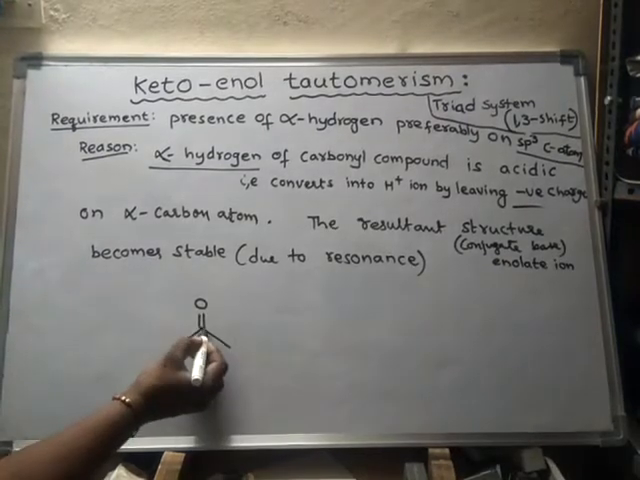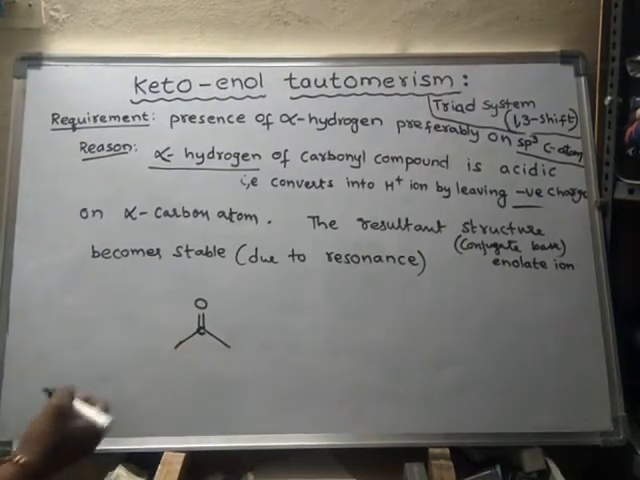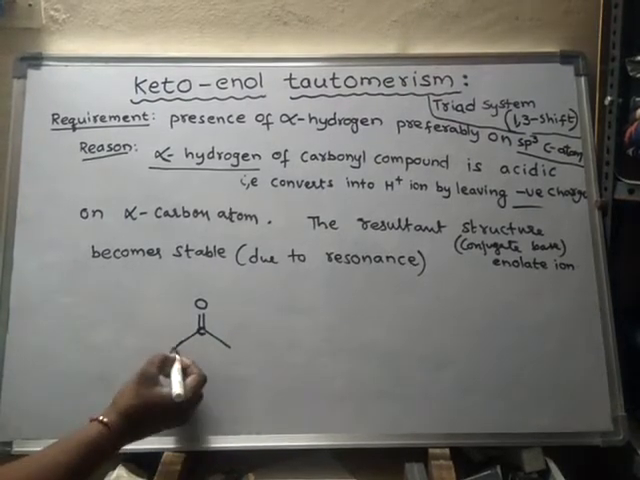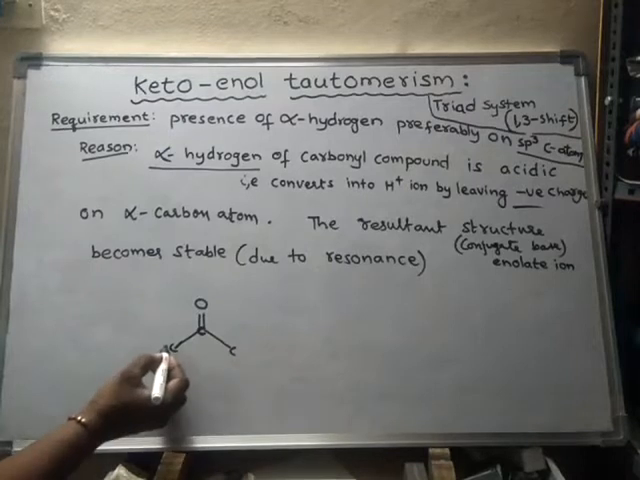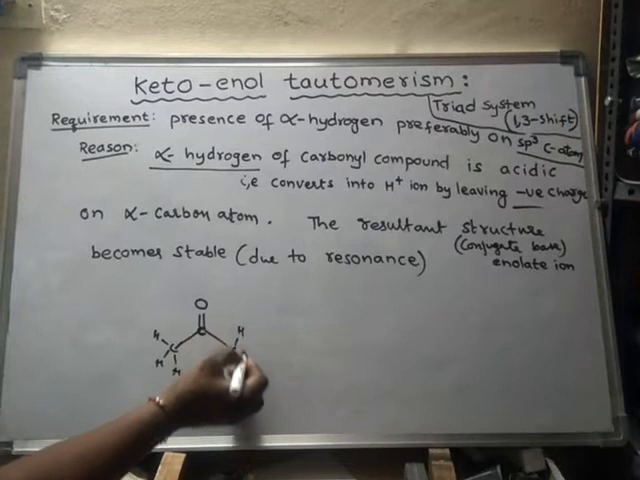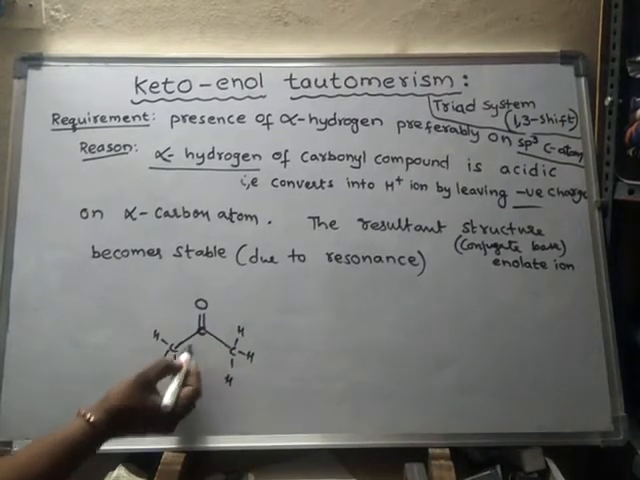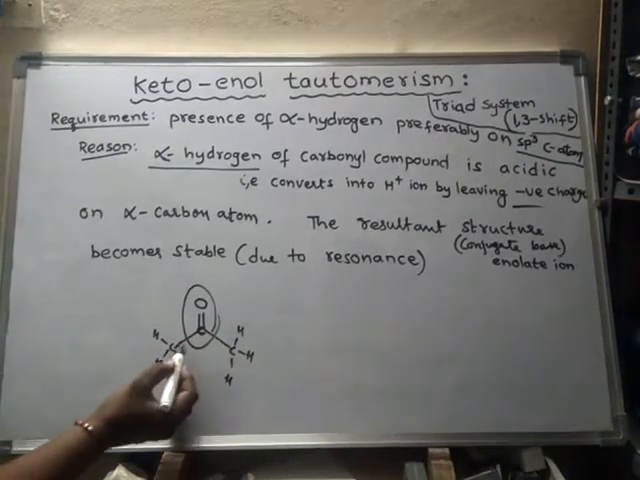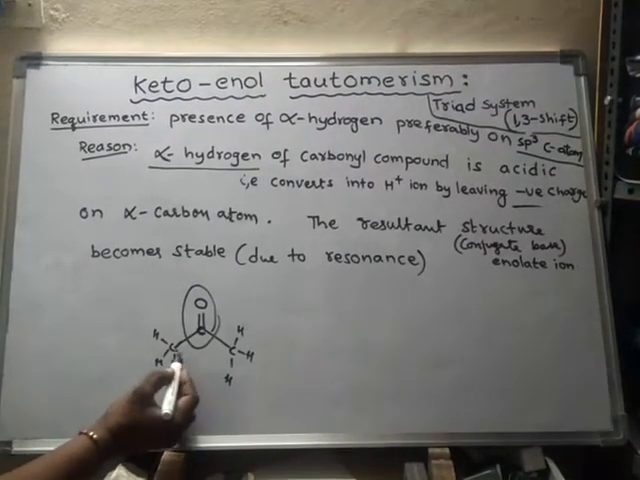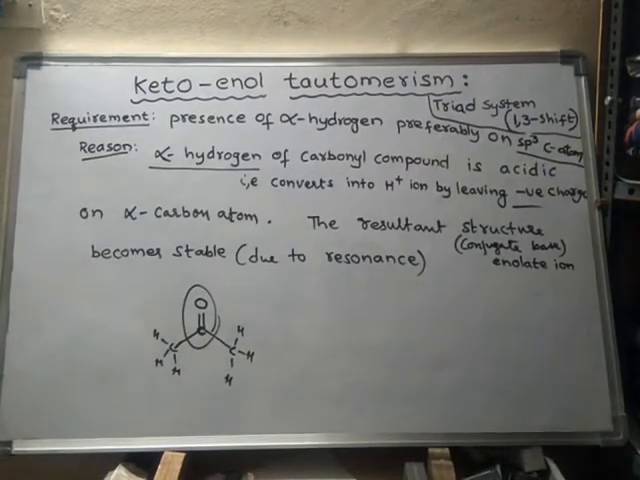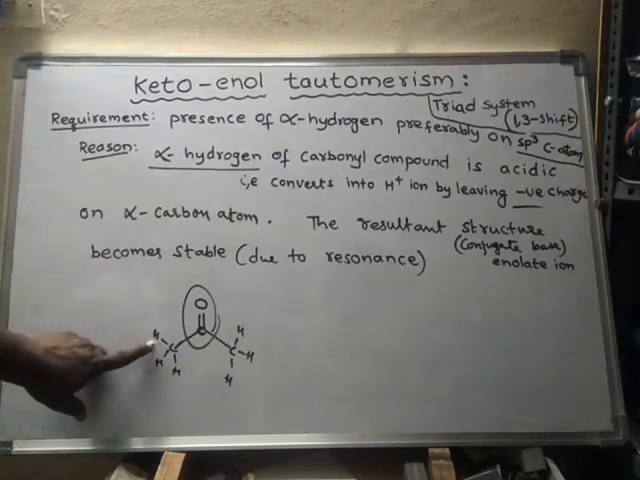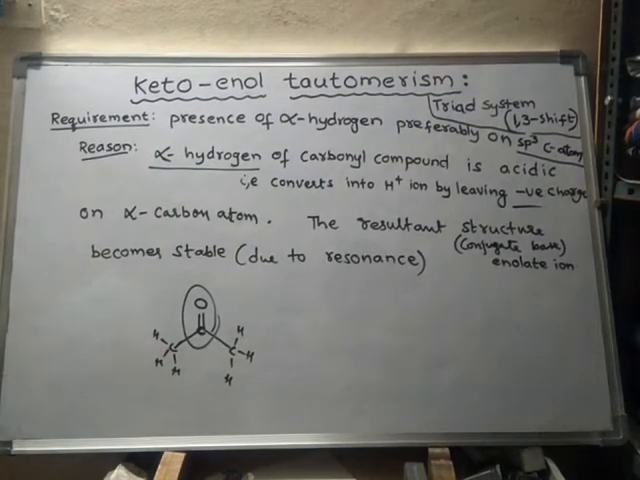Look here, this is a ketone, this is acetone, CH3, CO, CH3. Here this is one carbon, and this is another carbon. On this carbon 3 hydrogens are there, and on this carbon also there are 3 hydrogens. This is the functional group, and the carbon attached to the functional group is said to be the alpha carbon. So this is an alpha carbon and this is also an alpha carbon. The hydrogen attached to the alpha carbon is said to be alpha hydrogen.